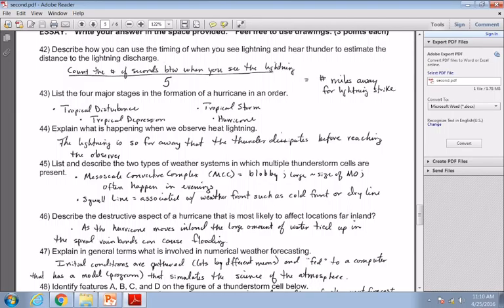Question 45, I wanted the 2 types of, this one will not make it to your final either because no one liked this one. The 2 types of weather systems where you have multiple thunderstorms going on at the same time. Of course, the squall line is kind of characteristic, kind of a band of thunderstorms along a cold front or a dry line. And the other one is those blobby ones, the mesoscale convective complex.